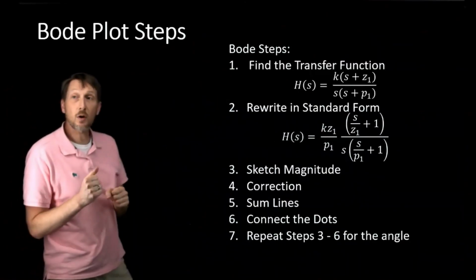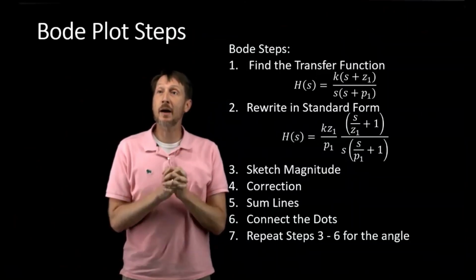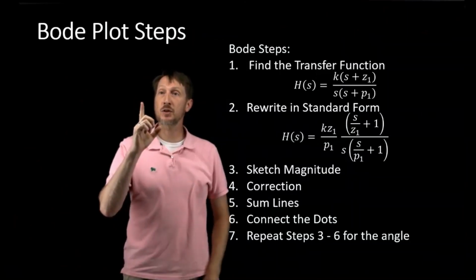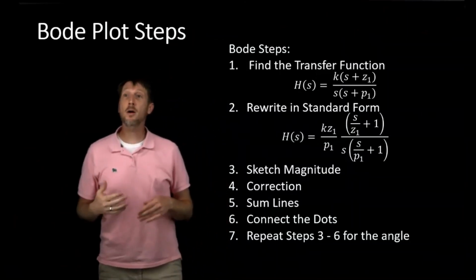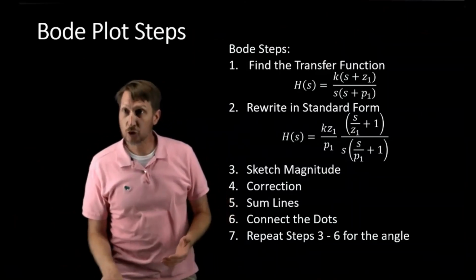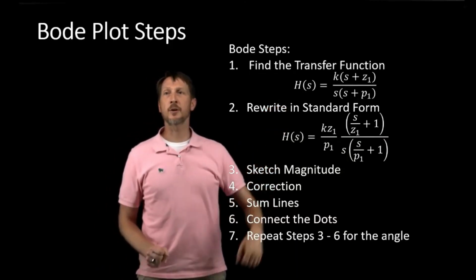All right, so let's put all of this stuff together now. Here are the actual steps that we're going to follow in order to create a Bode plot. First step, find the transfer function. A lot of times this requires circuit analysis, simulation, measurements. Somehow you need to find the H of S transfer function.